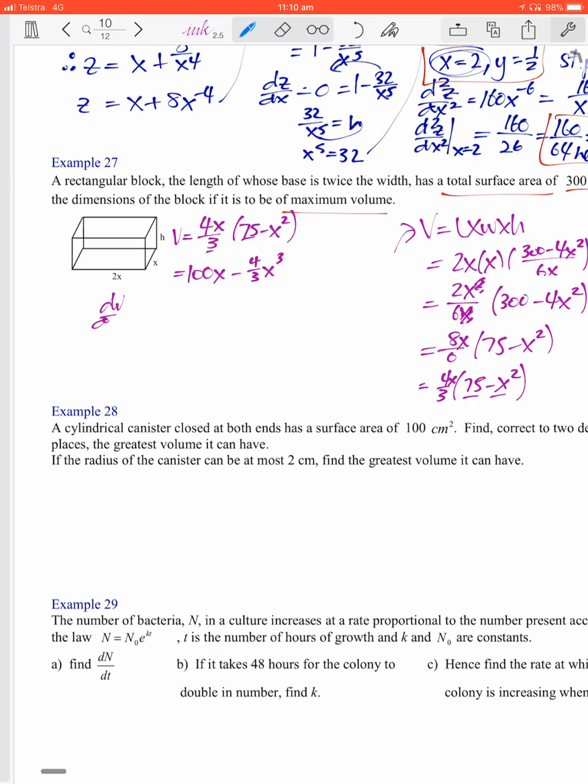dV dx is the derivative of this. So I get 100 minus, when I bring the 3 down, that's going to cancel with the 3 on the bottom, so 4x squared. And it equals 0 for a max or min.